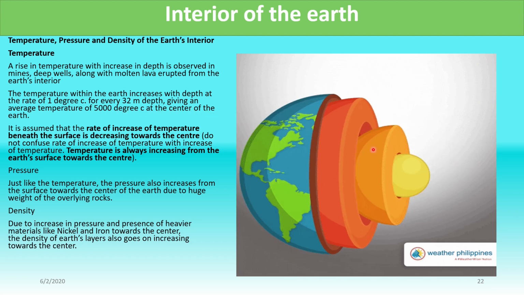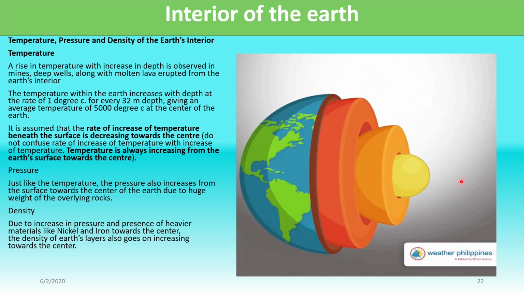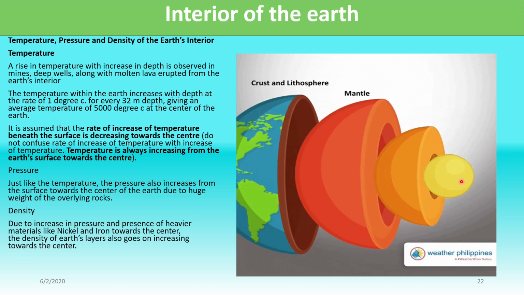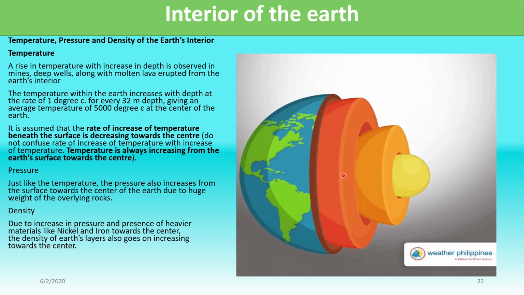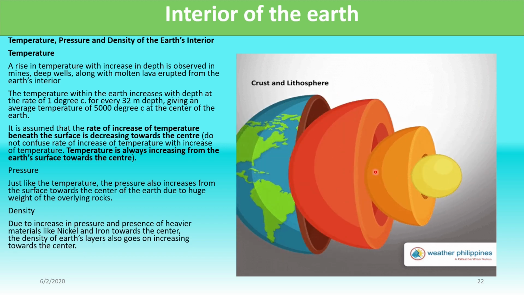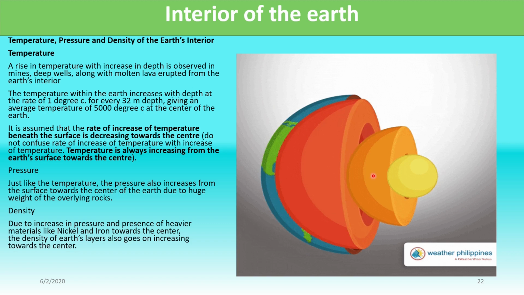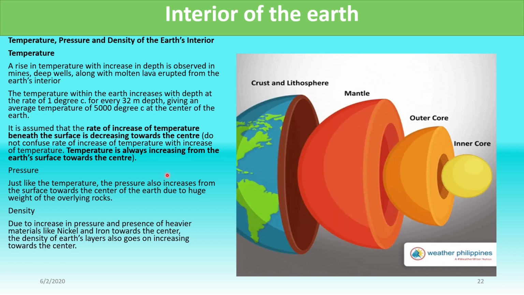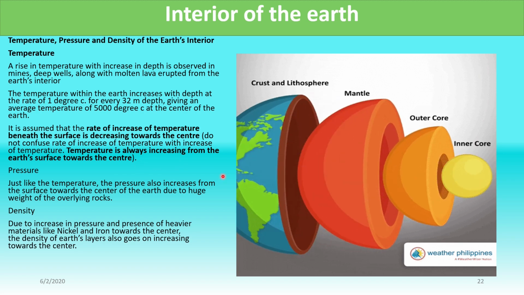at the center of Earth. Actually, it varies from 5,000 to 6,000 degrees centigrade. It assumes that the rate of increase of temperature beneath the surface decreases towards the center. Now, the rate of increase of temperature is not the same as the increase of temperature. Temperature always increases from the Earth's surface towards the center, but the rate differs.